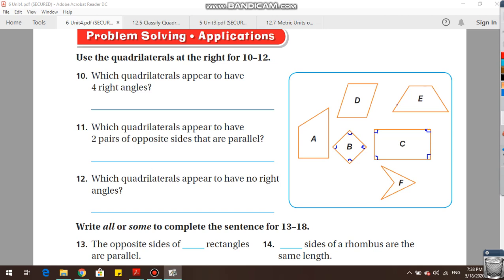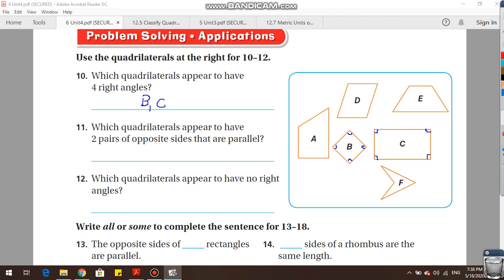Do I have here four right angles? No. Do I have here four right angles? No. So which quadrilaterals? B and C. And as you can see, B and C are square and rectangle. Square and rectangle, they are the only quadrilaterals that have four right angles.